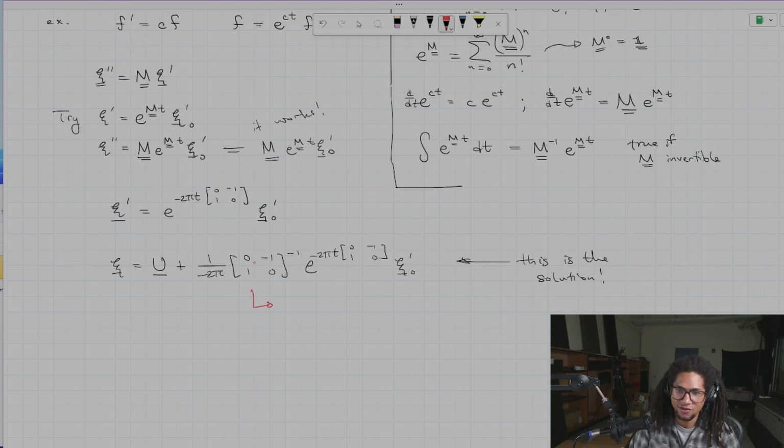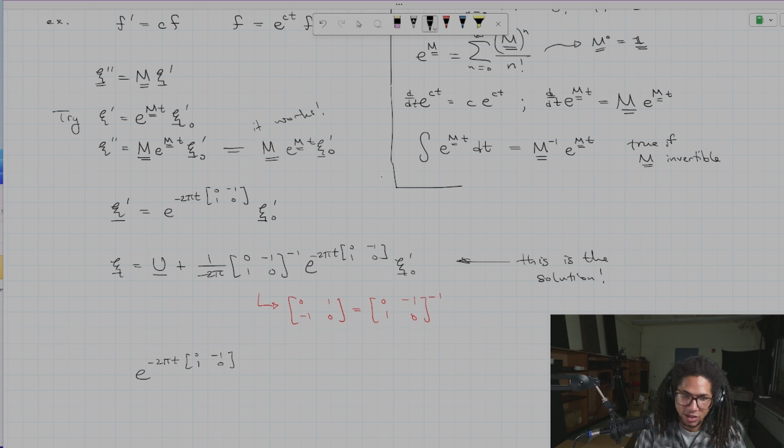First of all, this inverse matrix is not too hard to find just by guessing and checking. It turns out that the inverse of this matrix is just minus itself. So 0, 1, minus 1, 0 is the inverse, is equal to 0 minus 1, 1, 0 inverse. All right. Now the second thing, how do we figure out this e to the minus 2 pi t, 0 minus 1, 1, 0 business?